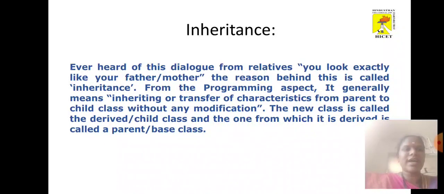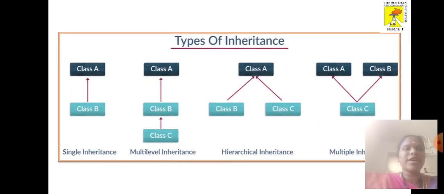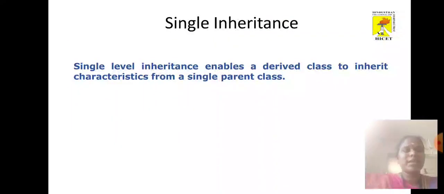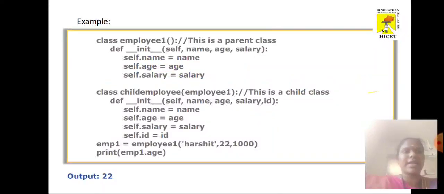In parent class, it will be derived as a child class. So these are the different types of inheritance. First one, single inheritance, multi-level inheritance, hierarchical inheritance and multiple inheritance. Single inheritance enables the derived class to inherit the characteristics from the single parent class.